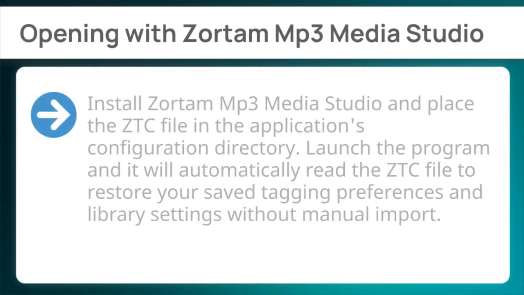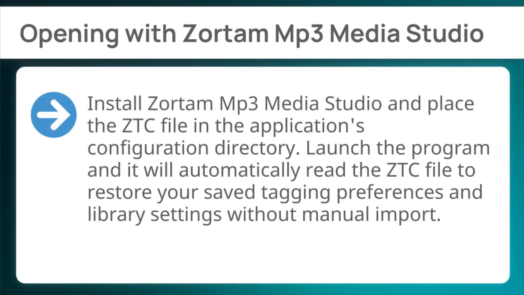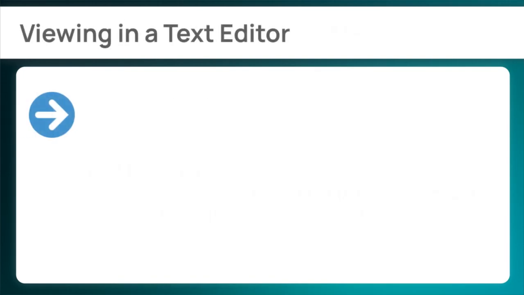First, opening with Zortam Mp3 Media Studio. Install Zortam Mp3 Media Studio and place the ZTC file in the application's configuration directory. Launch the program, and it will automatically read the ZTC file to restore your saved tagging preferences and library settings without manual import.